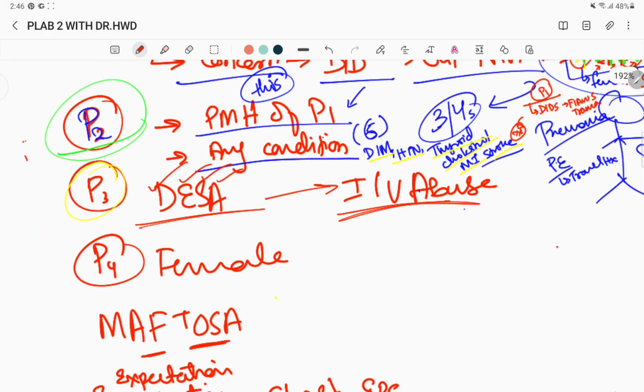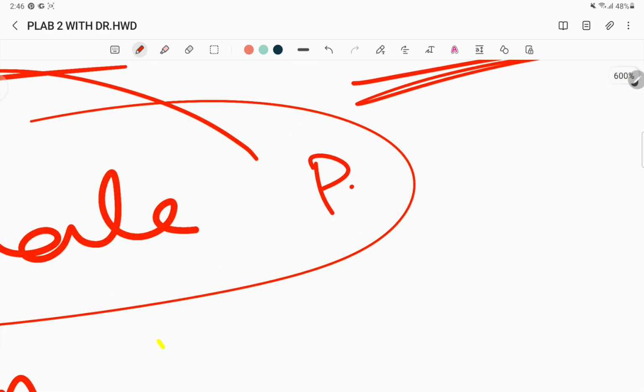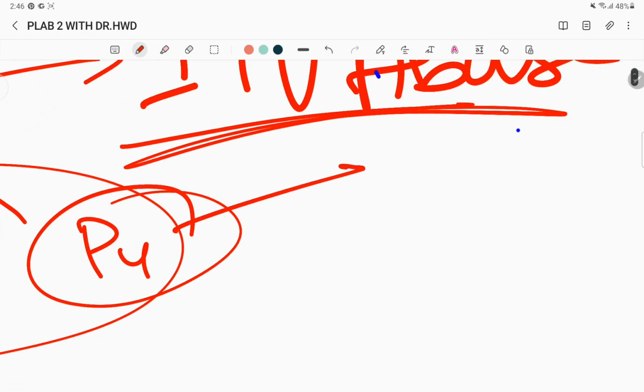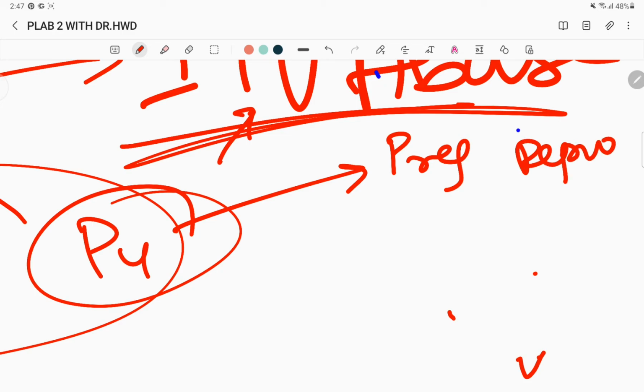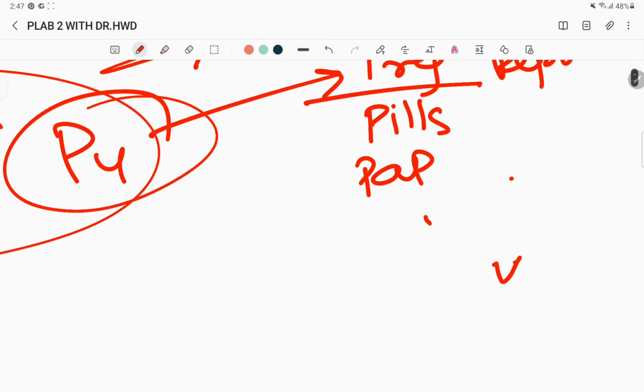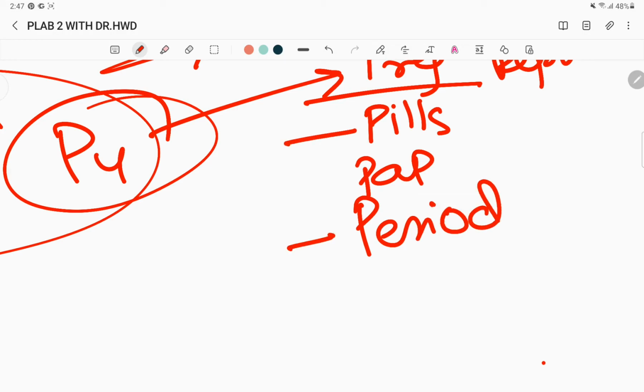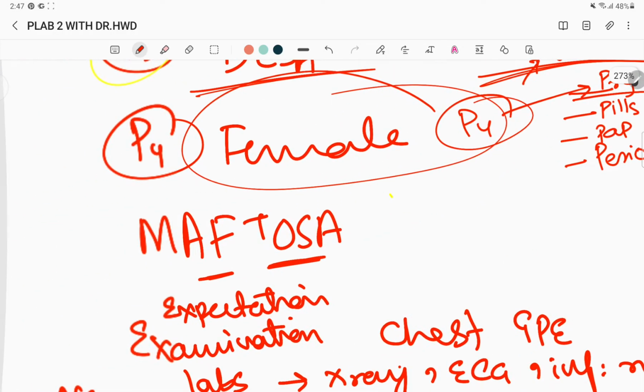All right. Then if it is a female, you ask about P4. What is that? First, you signpost here for your DASA and your IV drug abuse, very important. And then you ask your P4, which is: if she's in the reproductive years, ask about pregnancy, ask about pills, ask about pap smear, and ask about period. That comes on the top, by the way. So period, pills, pap smear, pregnant, right? This is very important if you're dealing with a female.